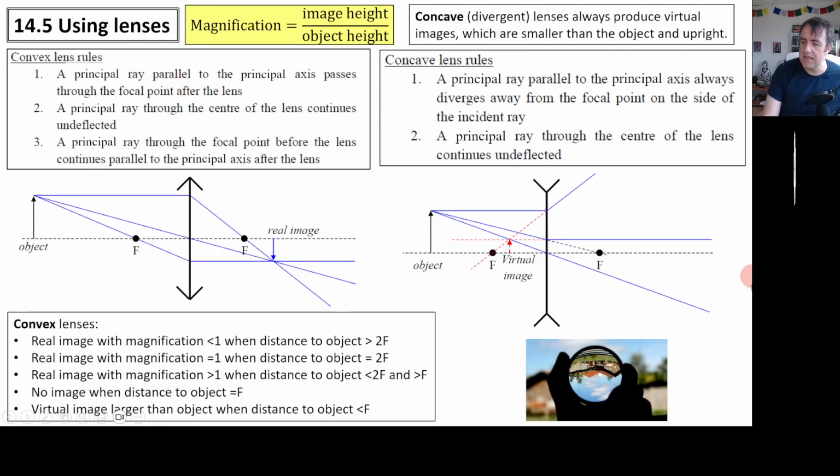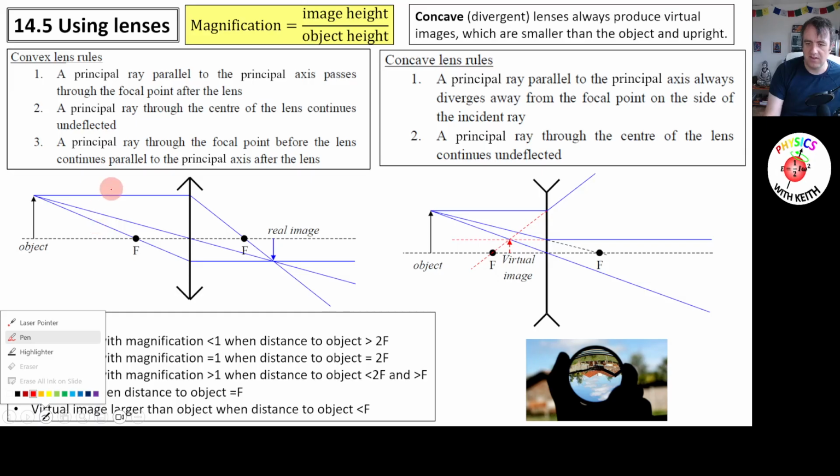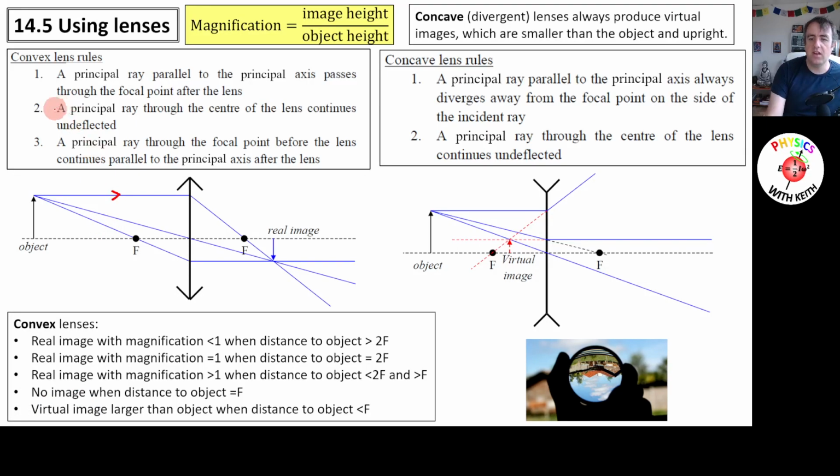So lesson 88, we're going to just re-emphasize those convex lens rules. The first principal ray is parallel to the principal axis, passing through the focal point after the lens. That's this ray. Let's get my pen out. Yeah, that's this ray here. Let's label that 1. The second principal ray passes through the centre of the lens undeflected. Let's label that 2. And the third principal ray, if you can draw it, does this.